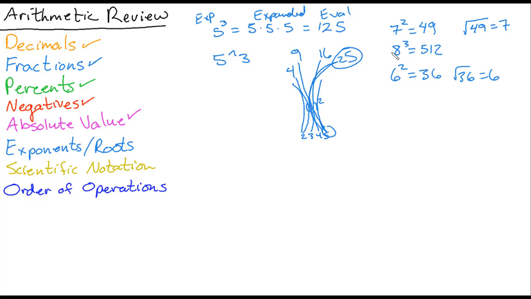Now, when it's a cube and you want to go backwards, they write it like this. Cube root of 512 would be 8. Make sure you can stick those into your calculator and that you and your calculator understand each other.